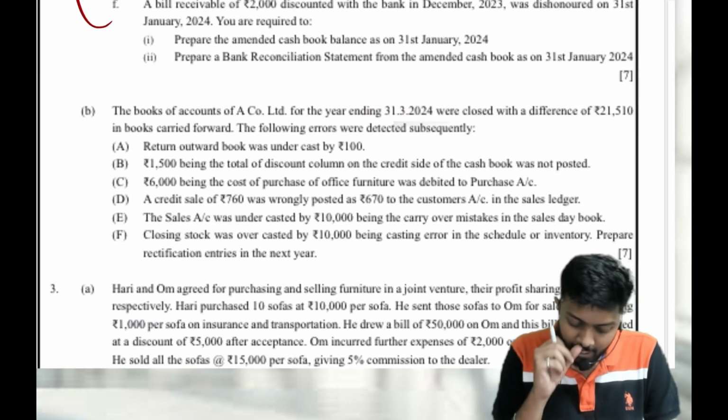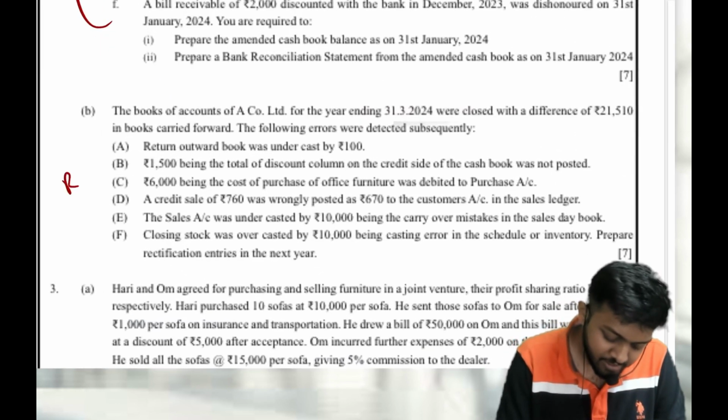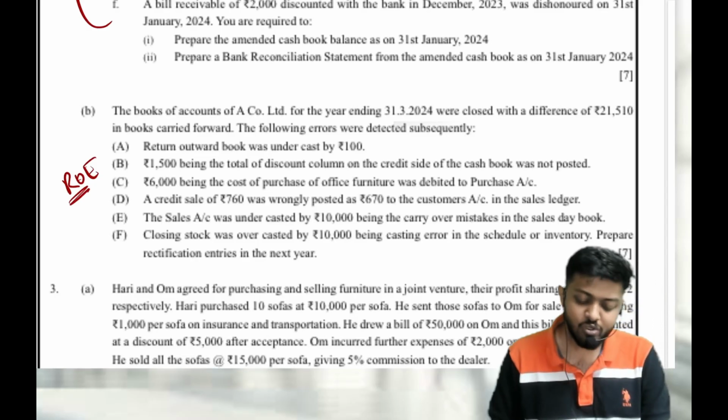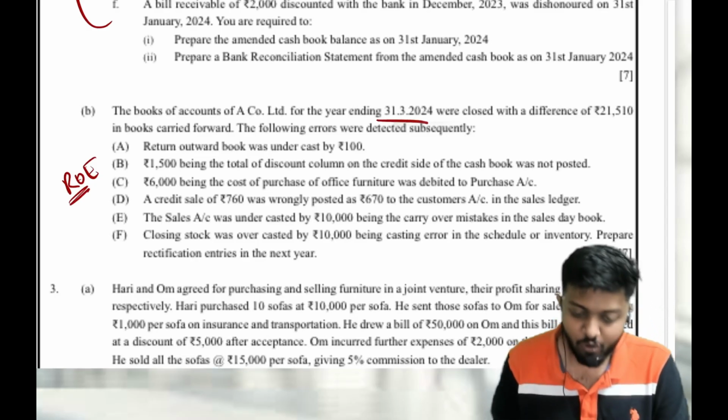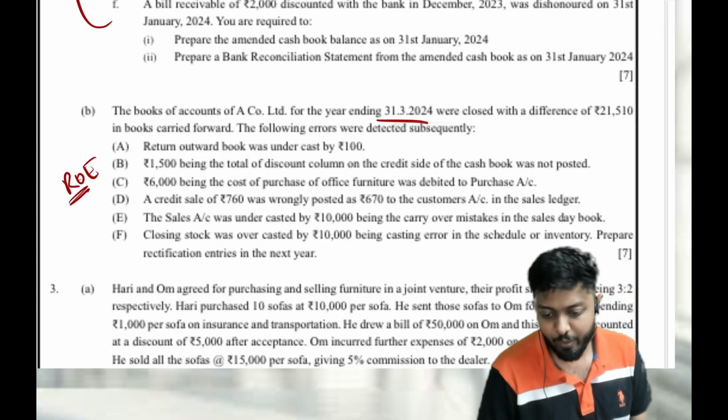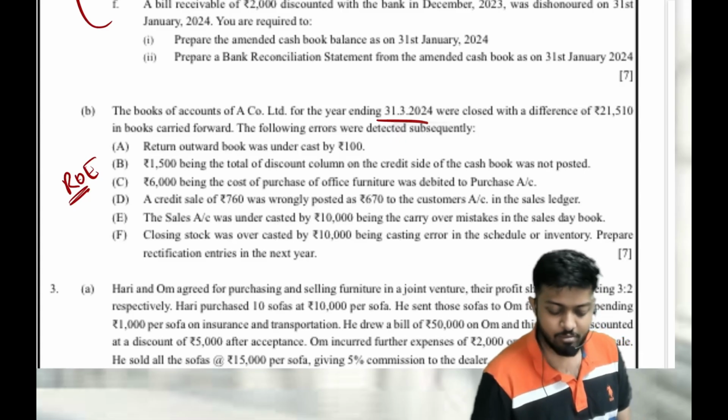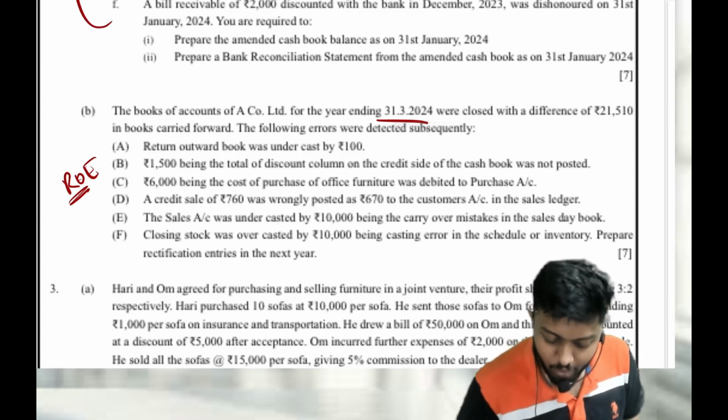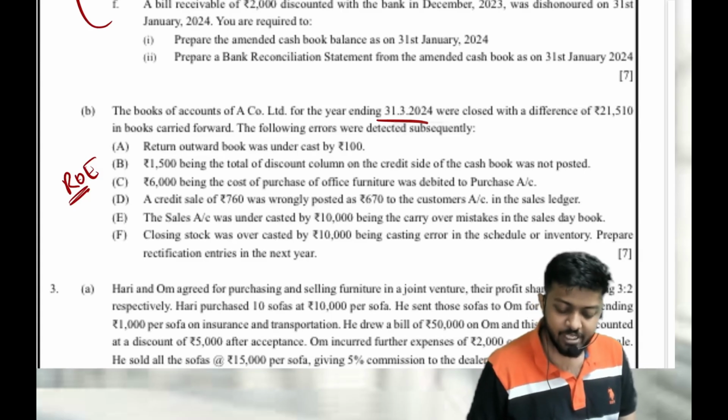Next, here we have rectification of errors. The books of accounts of A company for the year ending 31st March 24 were closed with a difference of 21,510 in books carried forward. The following errors were detected subsequently.